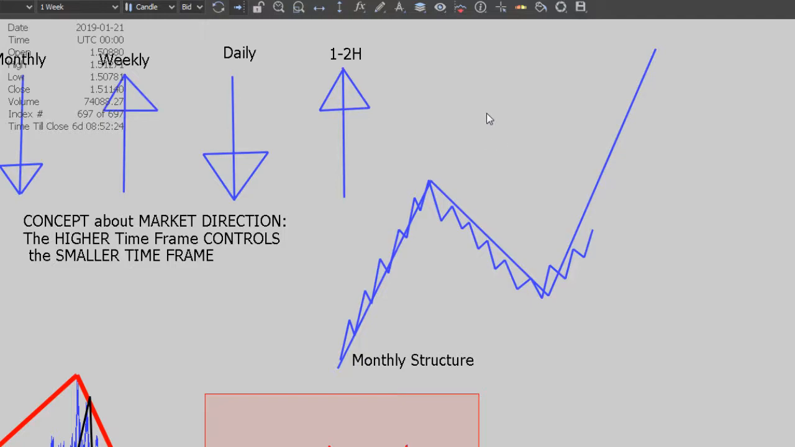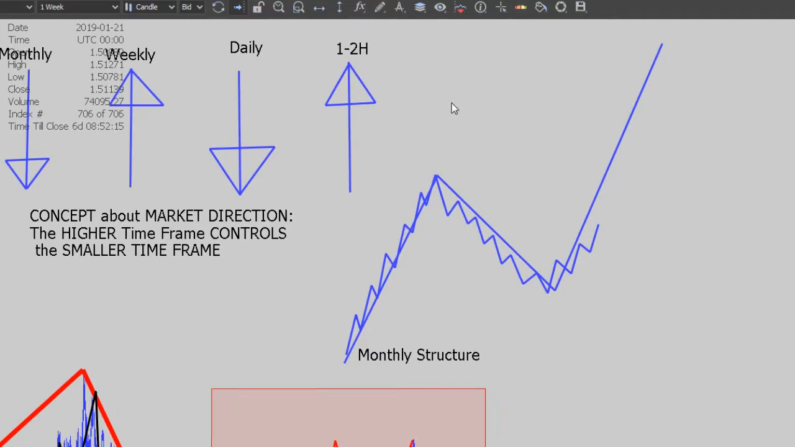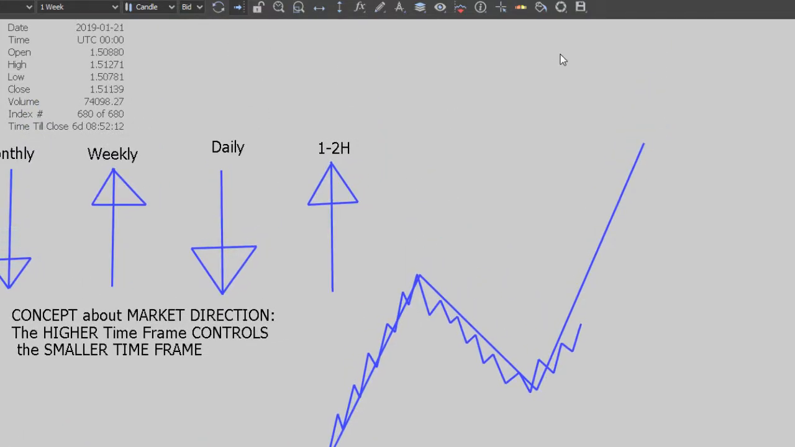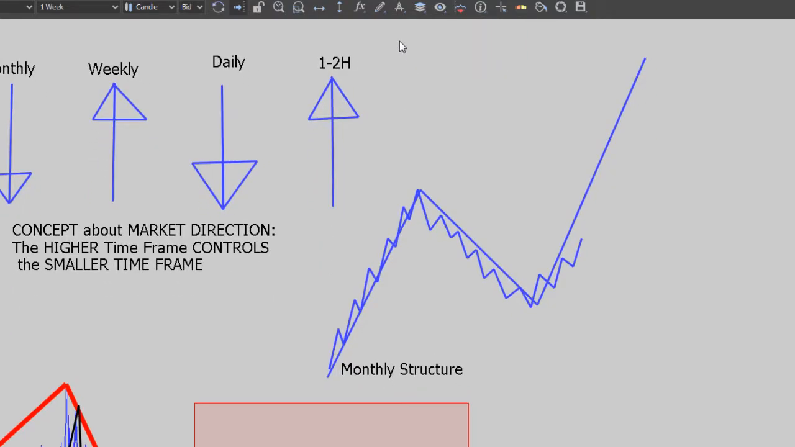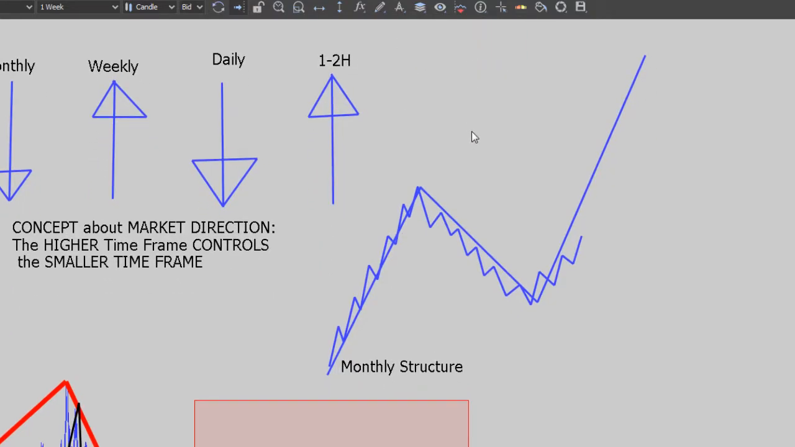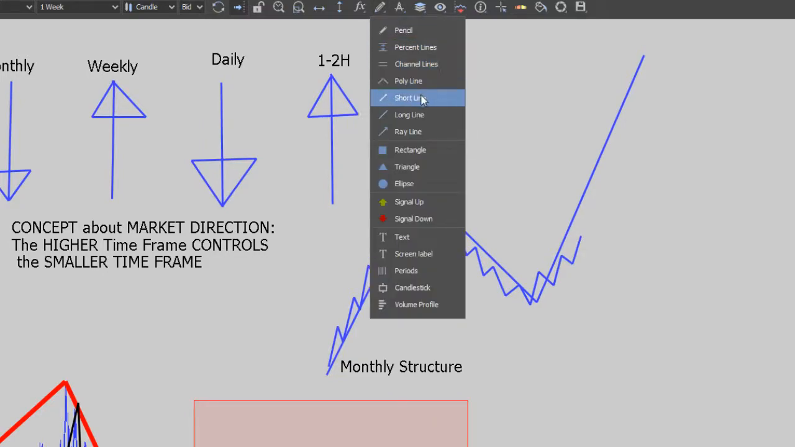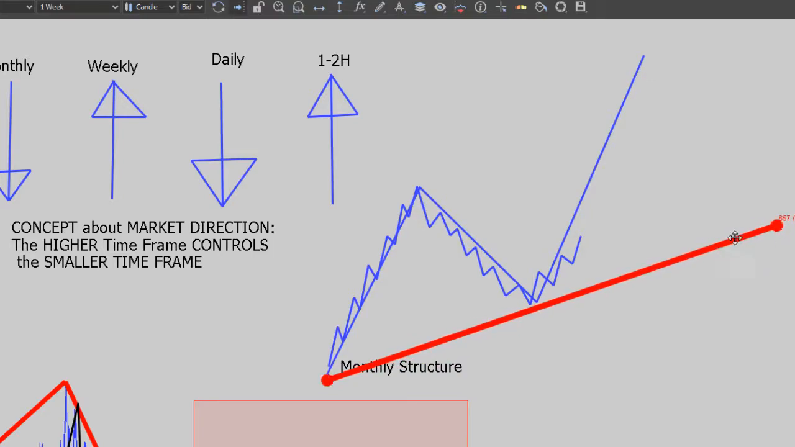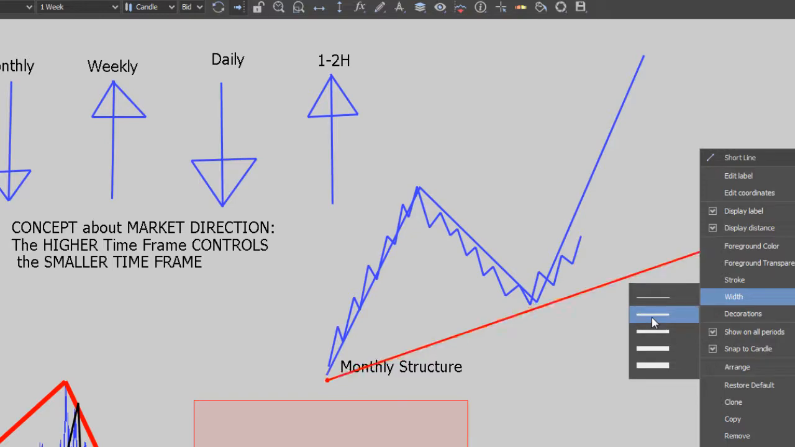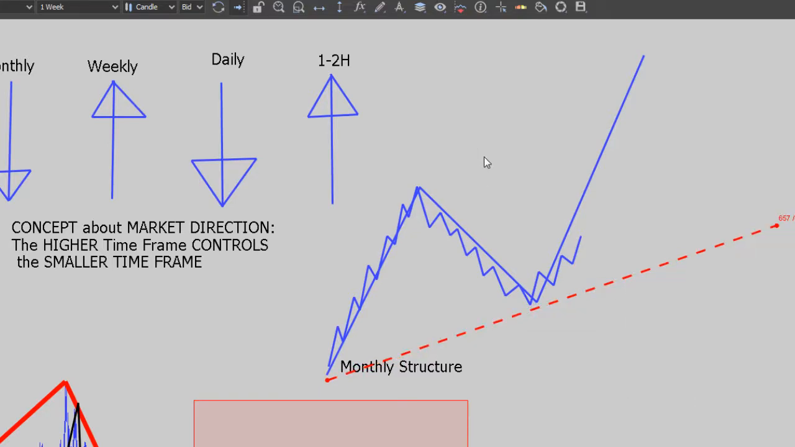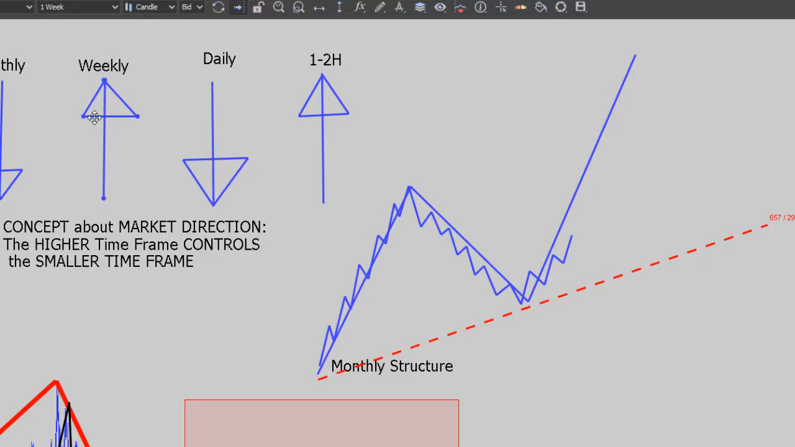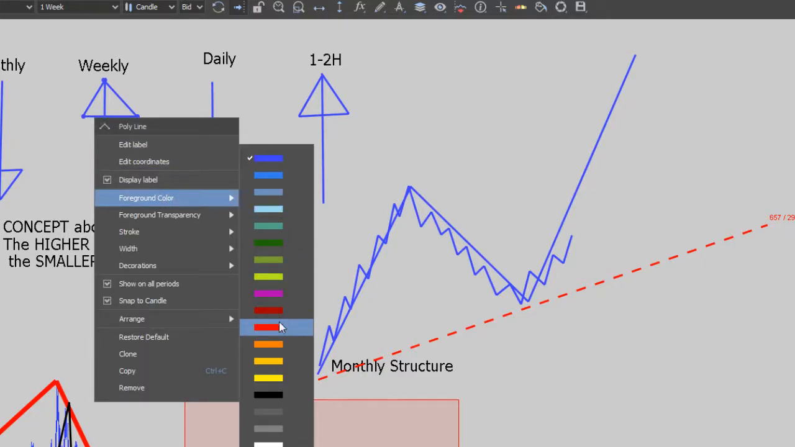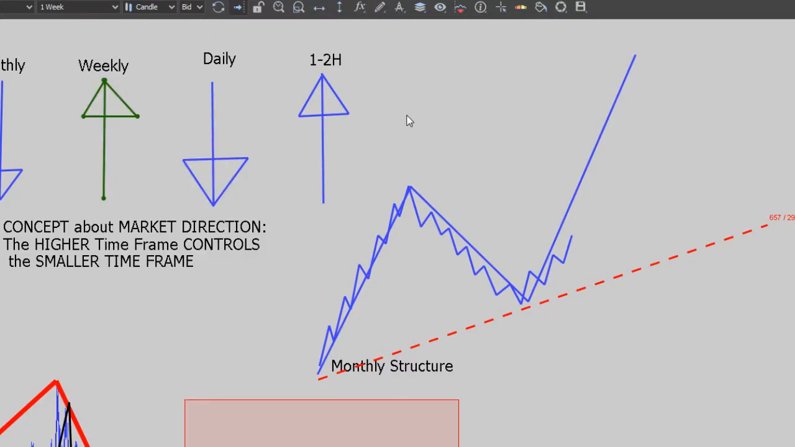So if this is the monthly chart, what do you think you are going to have on the weekly chart? Tricky question, but this is the question, everybody. Well, if the higher time frame controls the smaller time frame, and we are going to build like this, the uptrend line, like this and like this, right? This is the uptrend line. Now let's color code the weekly chart with the green. Okay, let's go with the green.